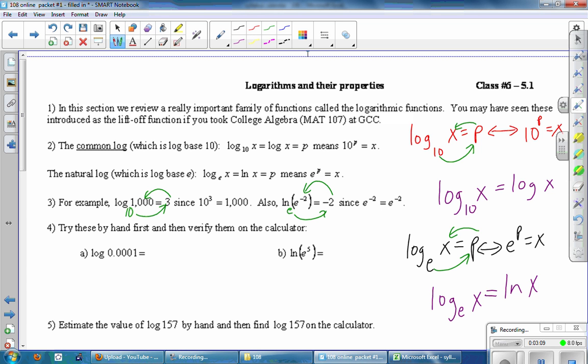Number 4, try these by hand first and then verify them on the calculator. So go ahead and pause the video and see if you can do A and B without the calculator and then type them both into the calculator.